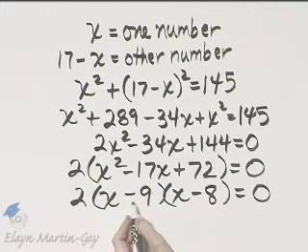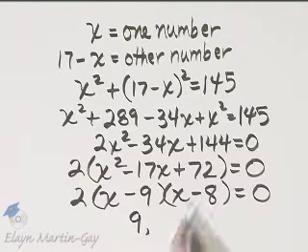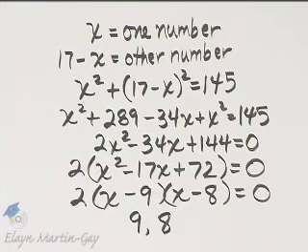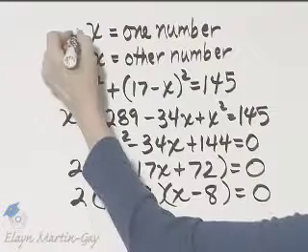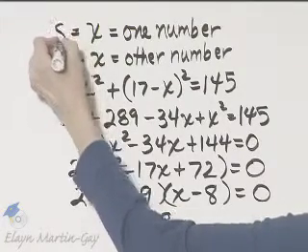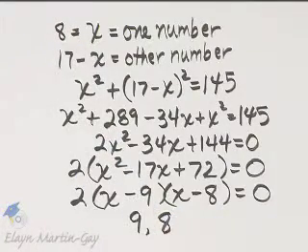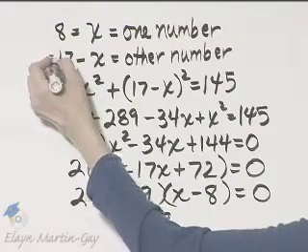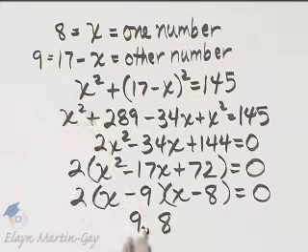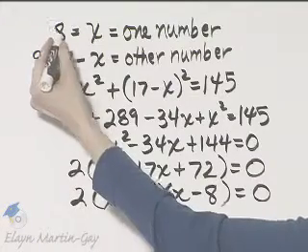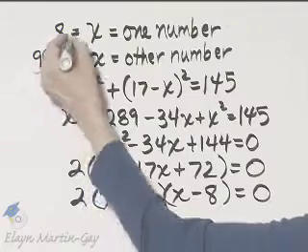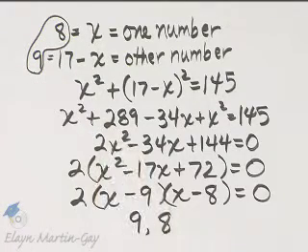If you set this factor equal to 0, you get 9. If you set this equal to 0, you get 8. Now these are options for x. In other words, if x is 8, 17 minus x is 9, so the two numbers just happen to be 8 and 9, and look what happens if this is 9. If this is 9, 17 minus 9 is 8, so we essentially get the same two numbers, 8 and 9.